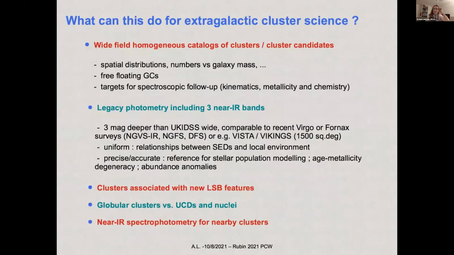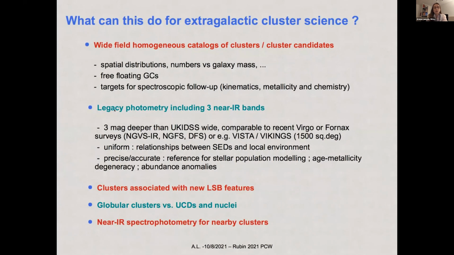What can this do for extragalactic cluster science? Well, the main points are these first two. You will get wide field homogeneous catalogs of clusters and cluster candidates. So this allows you to study the spatial distributions of globular clusters, the numbers in relation to galaxy mass or bulge masses or colors, etc. You can search for free-floating globular clusters or clusters far away around galaxies. And you can develop strategies of spectroscopic follow-up for kinematics and chemistries.